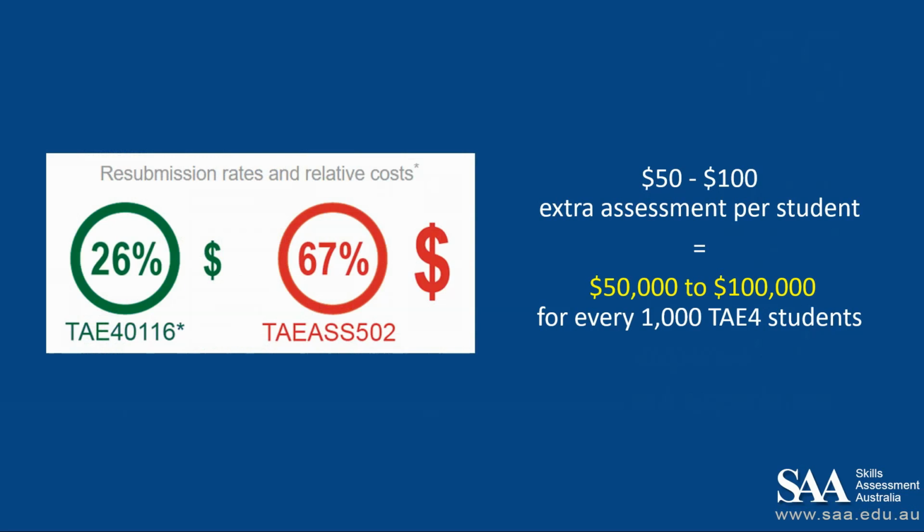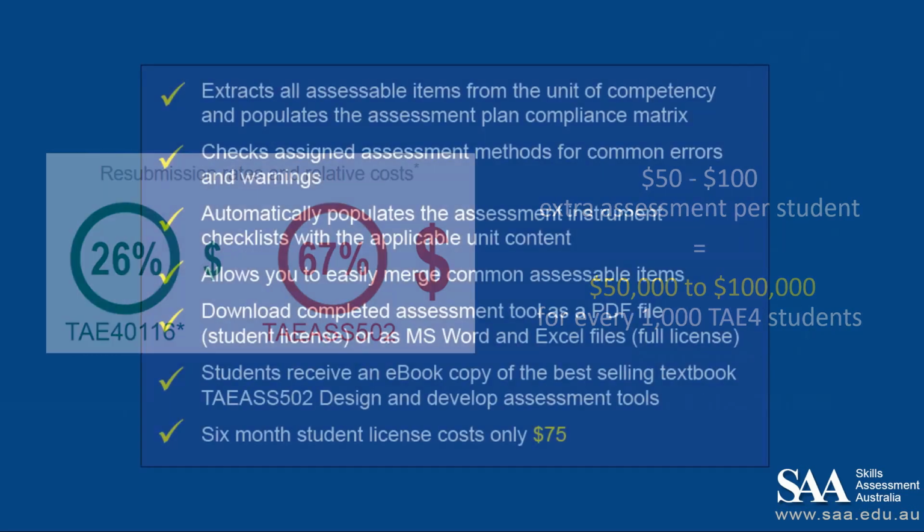This means that 2 or 3 extra assessment resubmissions per student may well require 1 to 2 hours to assess, with an approximate assessment cost of $50 to $100. So your TAE ASS 502 student resubmissions alone represent a total expense of $50,000 to $100,000 for every 1,000 TAE 4 students. And that's a staggering amount of unnecessary expense.